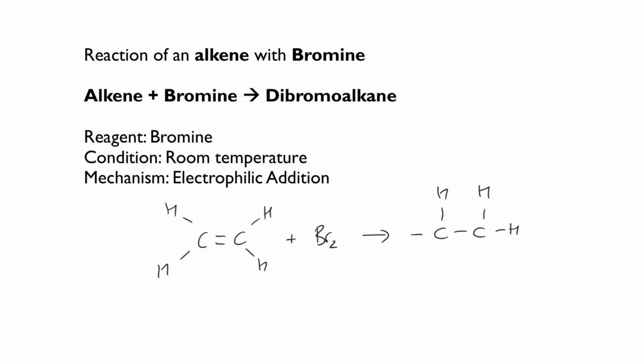which in this example is going to be 1,2-dibromoethane. The reagent, which is the chemical that you add to get the reaction to go, is bromine, Br2. It doesn't need any specific conditions, it will just happen at room temperature, and the mechanism is electrophilic addition, which we're going to look at next.